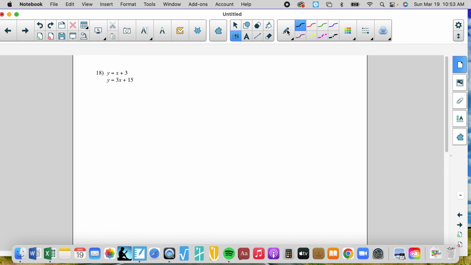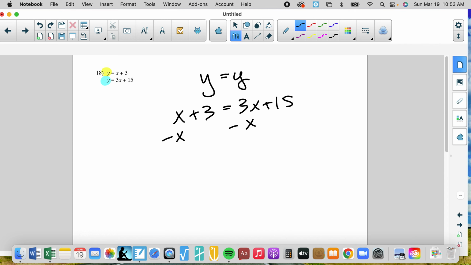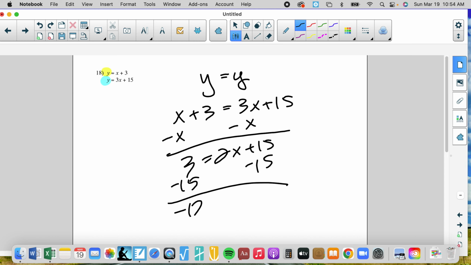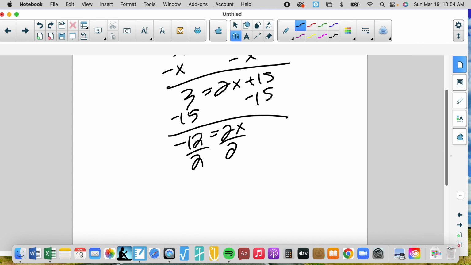Again, we have the same situation. Both of them are isolated for a variable, and they happen to be the same variable, so we can set them equal to each other. x plus 3 equals 3x plus 15. Let's move the x's over there. 3 equals 2x plus 15. Subtract the 15. We get negative 12 equals 2x. Divide by 2. Negative 6 equals x.